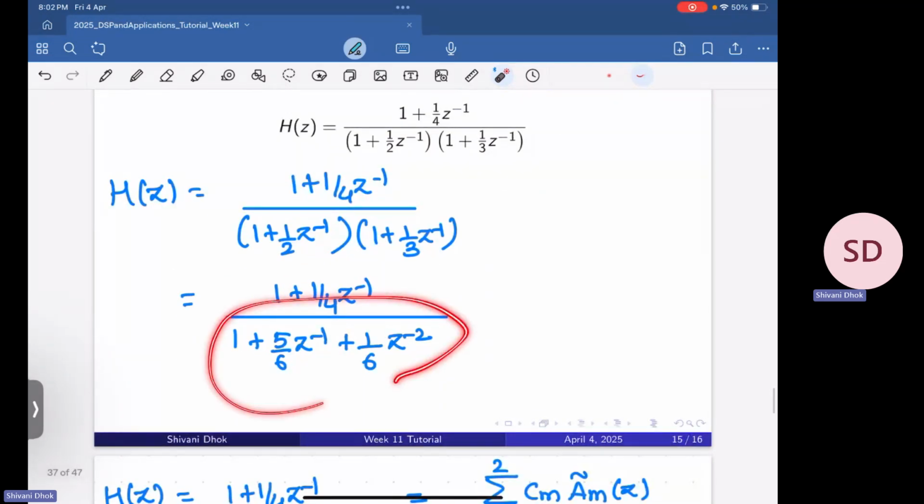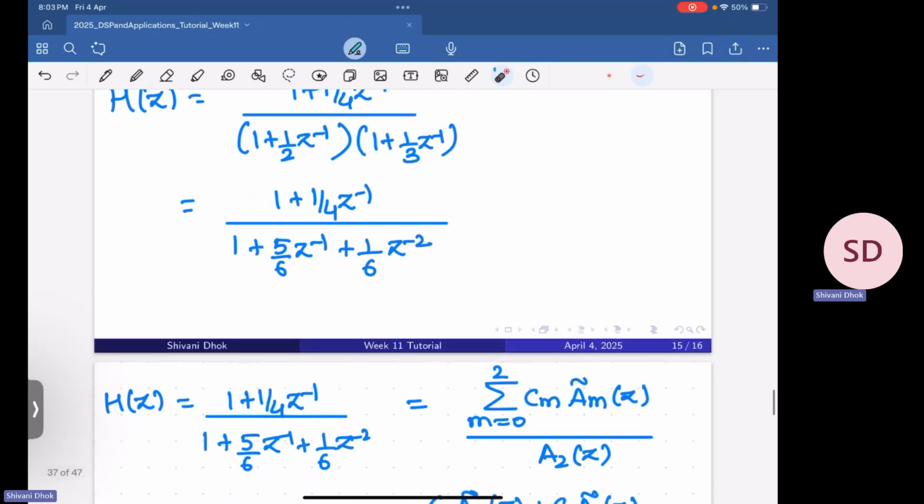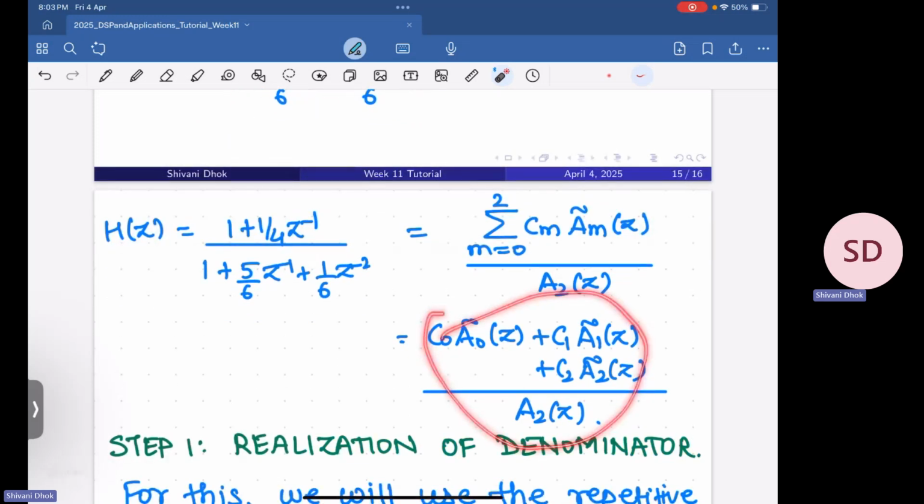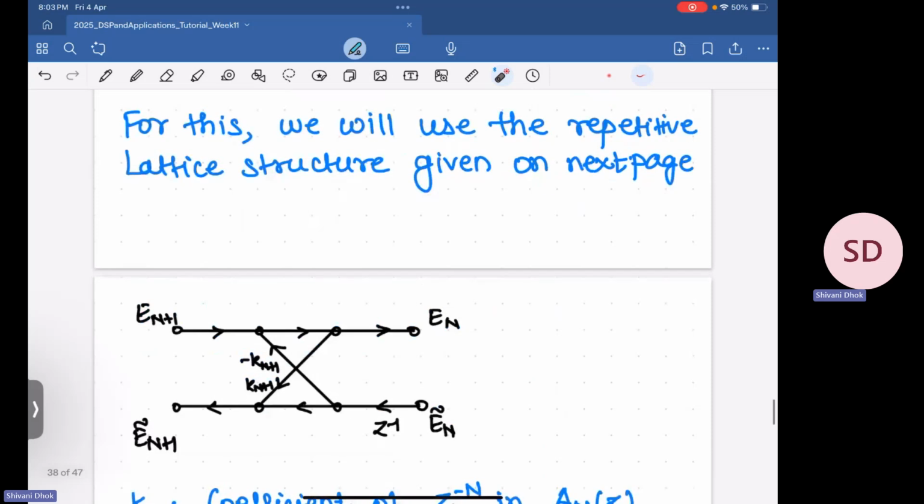We simplified its denominator to get something like this. We wanted to realize this IIR system with the help of a lattice structure, and this we can write as summation m equal to 0 to 2 cm Am tilde z divided by A2 of z, which simplifies something like this. Now, in order to realize this H of z system, there are two steps. The first step is realization of the denominator, which includes the use of the repetitive lattice structure, which is given like this, and after that we realize the numerator.